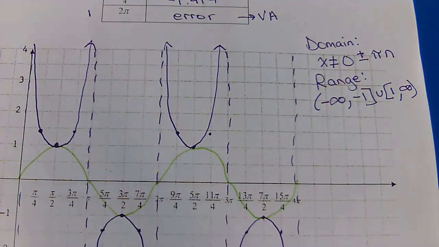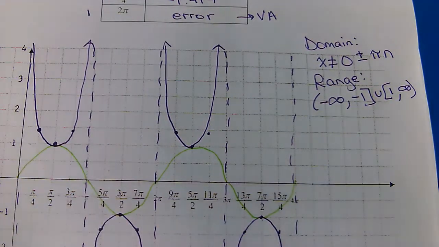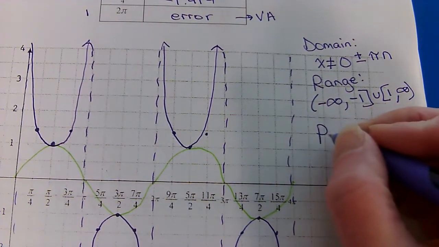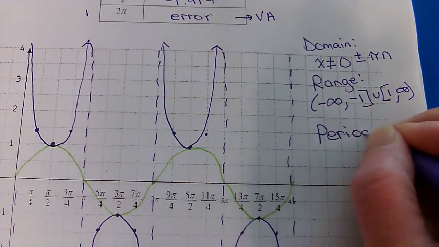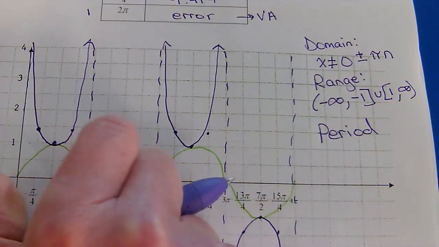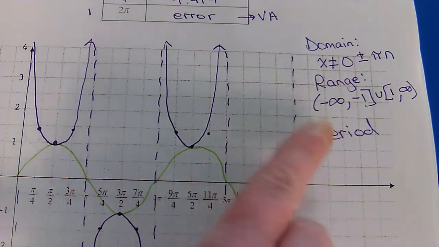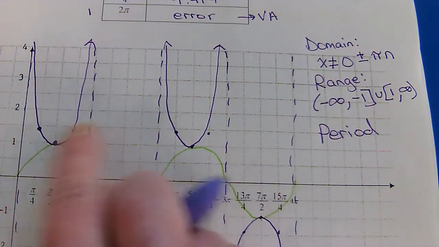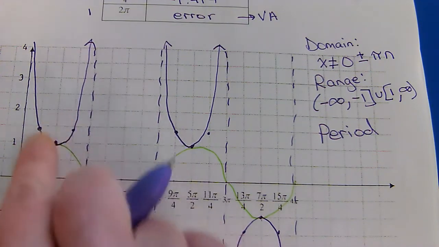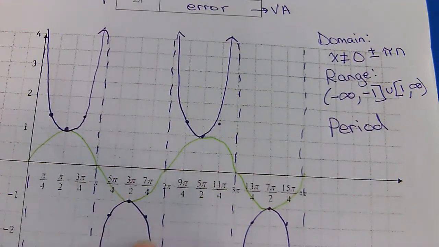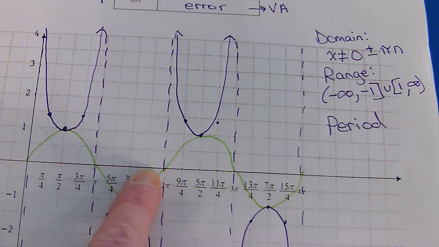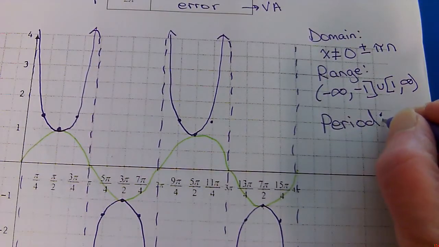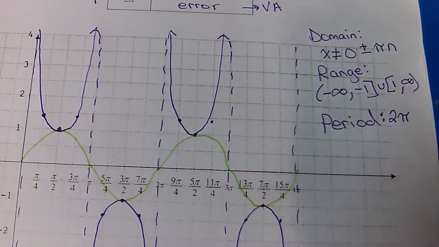Again, because these go all the way to infinity, we don't really have amplitude to talk about, so we don't have to worry about that. The period is kind of interesting because these vertical asymptotes aren't happening at the end of a full cycle. They're breaking up each of these pieces, and a full cycle would have a top one and a bottom one. So the full cycle goes between 0 and 2 pi, so my period would be 2 pi.